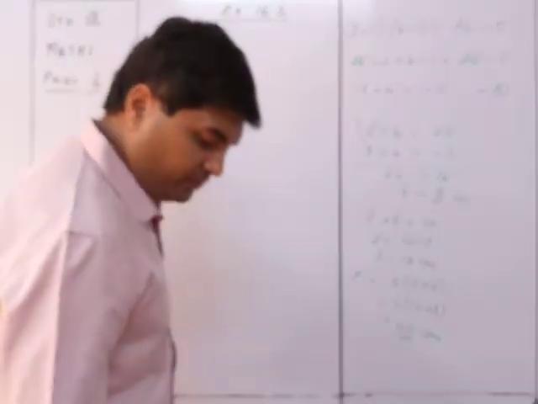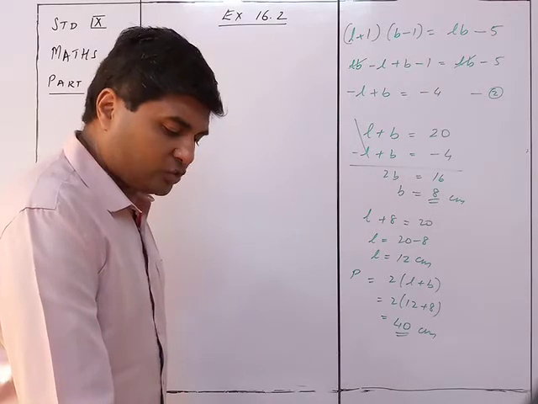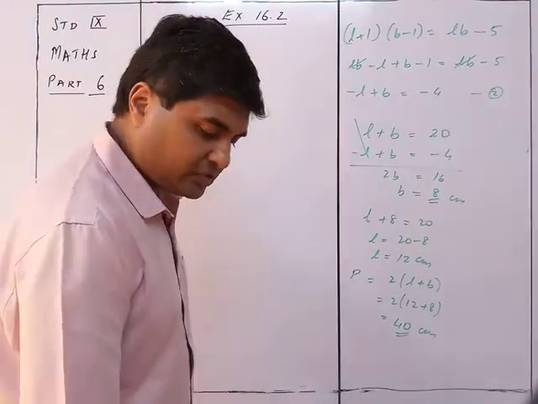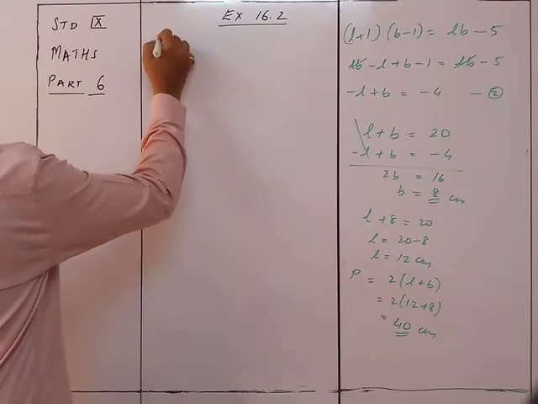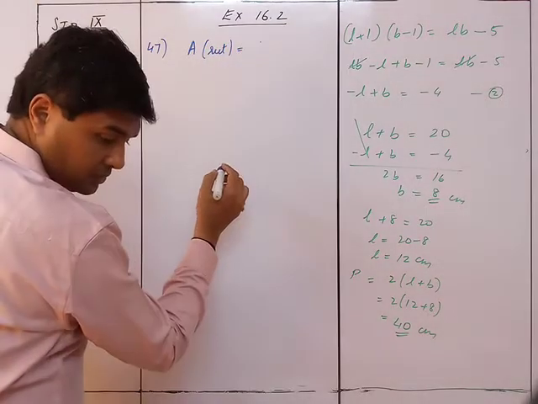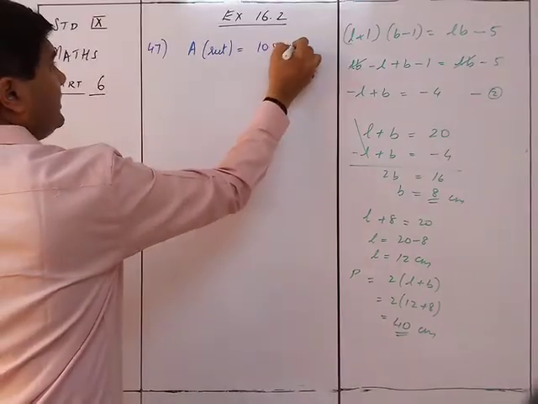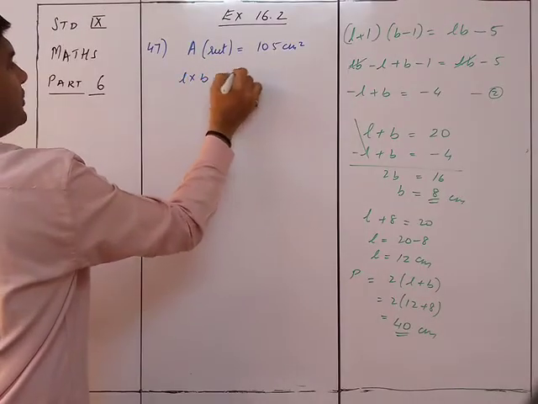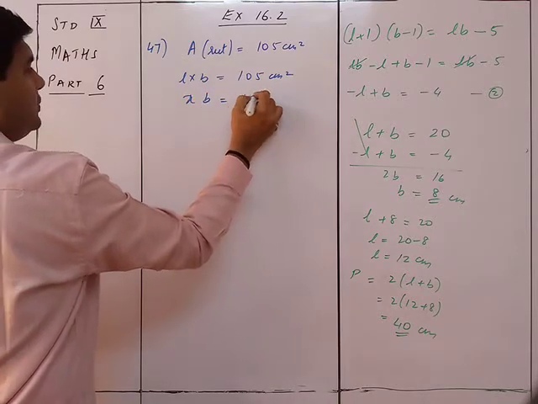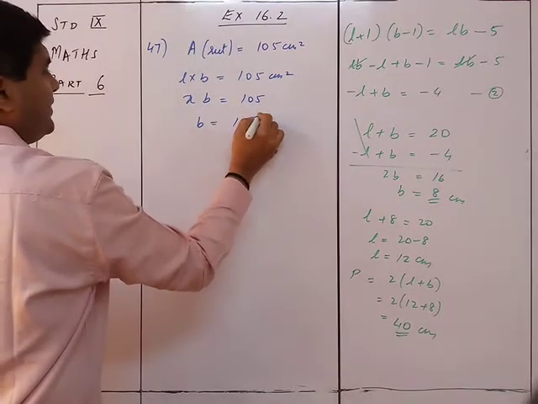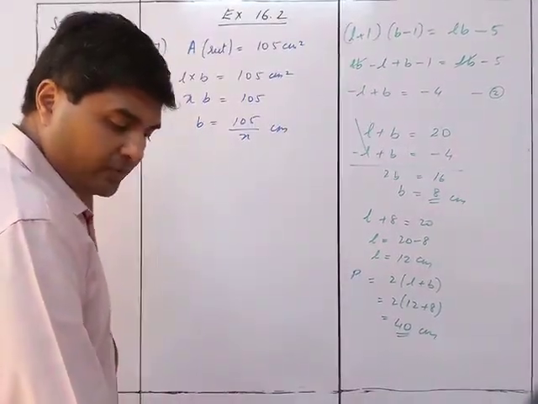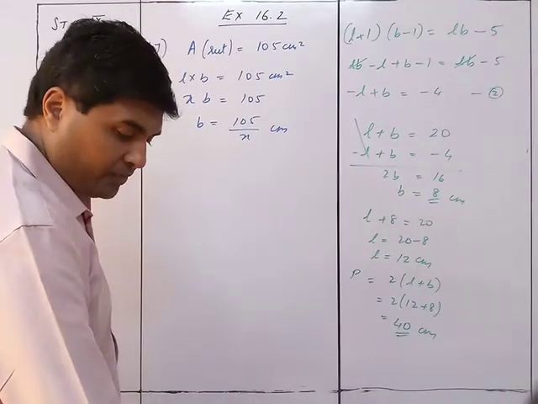So sum number 47. A rectangle of area 105 centimeters square has its length equal to x centimeters. Write down its breadth in terms of x. So it is given that the area of the rectangle is equal to 105 centimeters square. So length into breadth is equal to 105. So x into b is equal to 105. B is equal to 105 upon x centimeters. So breadth in terms of x will be given as 105 upon x.